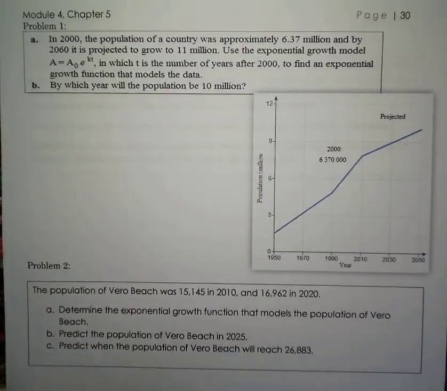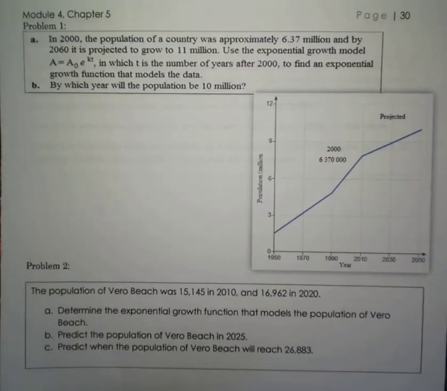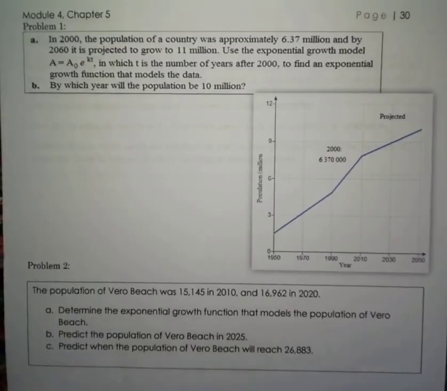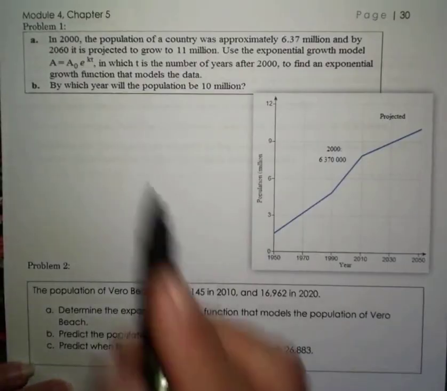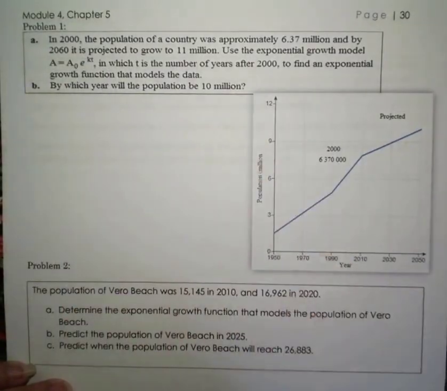So this one says in 2000, the population of the country was approximately 6.37 million. And by 2060, it's projected to grow to 11 million. So we want an exponential growth model, and we're going to use that same format. And t is the number of years after the year 2000. So 2000 is sort of our base year. Part A is find the exponential growth function. So what they're really saying here is find k, because that's going to give you your function. The only thing we really don't know is what k is.